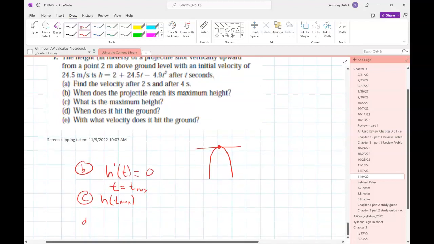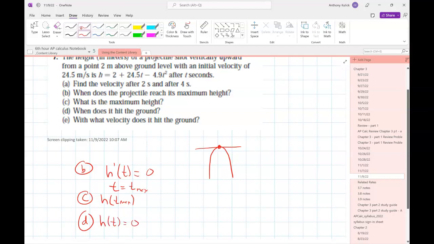Right? Sorry. Read the question all the way. D asks, when does this hit the ground? So that's going to be where the height is 0. Right? So we started at some elevated position and then it hits the ground at some later point. You'll get 2 answers for it, but one will be negative time, which makes no sense.